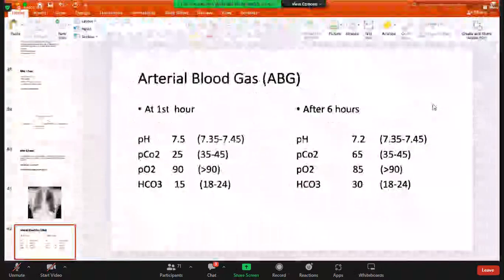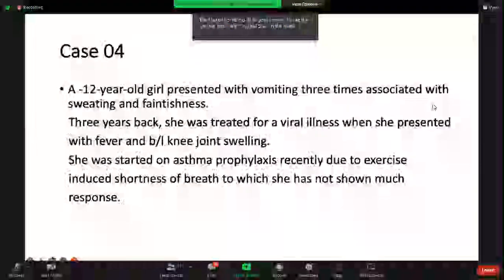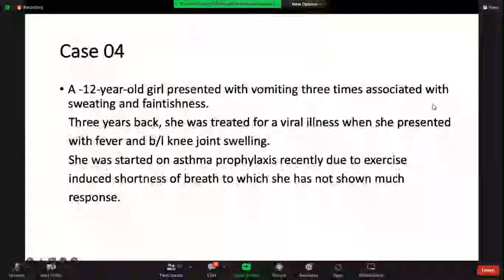Right, so can you see my screen? Right, so this is your next case. So who's going to discuss this? I hope you can all see this screen.